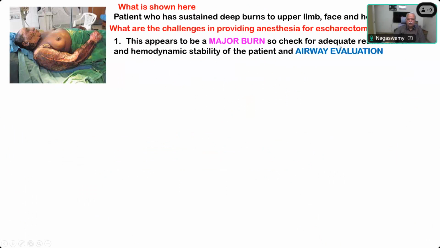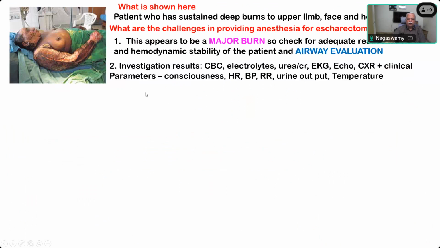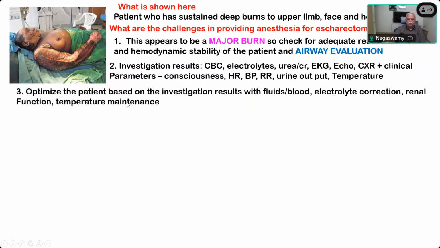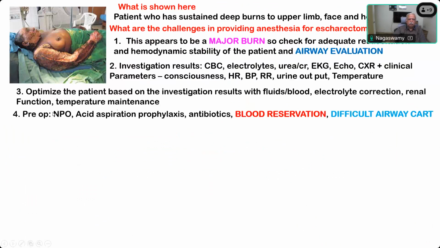So check for adequate fluid and stability, patient airway evaluation, and investigation results for CBC, electrolytes, urea, ECG, echo. Parameters you have to check are consciousness, heart rate, BP, respiratory rate, urine output, temperature. Optimize the patient based on investigation results with fluid, blood, electrolyte correction, renal function tests, and temperature maintenance. Pre-op, keep the patient NPO, give acid aspiration prophylaxis, antibiotics, blood reservation, and anticipate difficult areas.